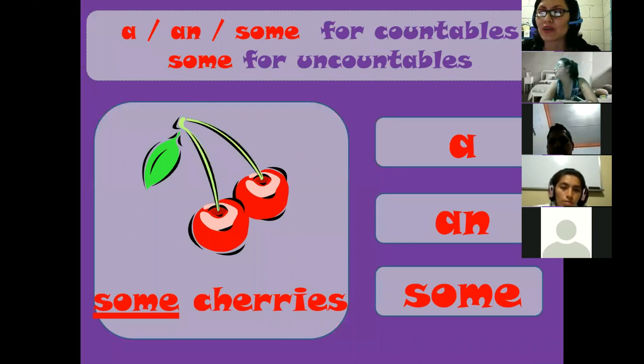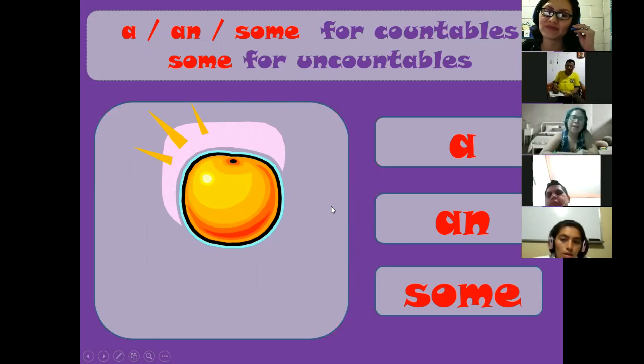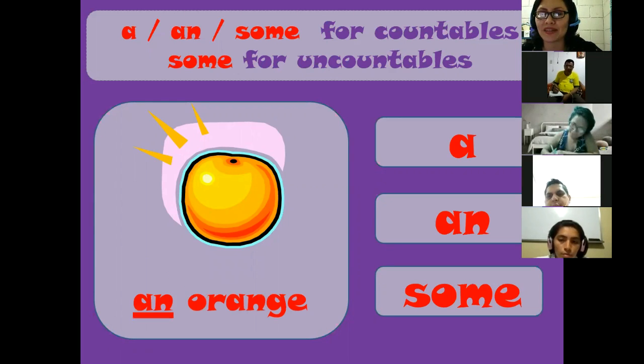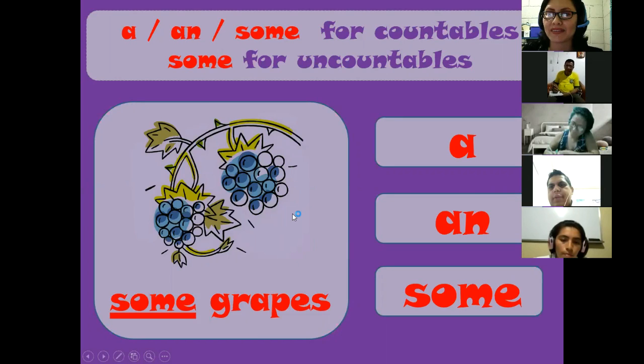What about this one? Orange. A, an, or some? An orange, right? Very good. Excellent. What about this one? Grapes. Some. Some grapes. Very good. Excellent. What about this one?